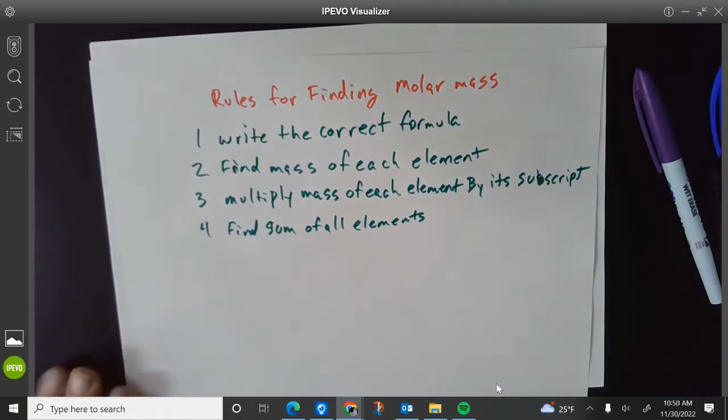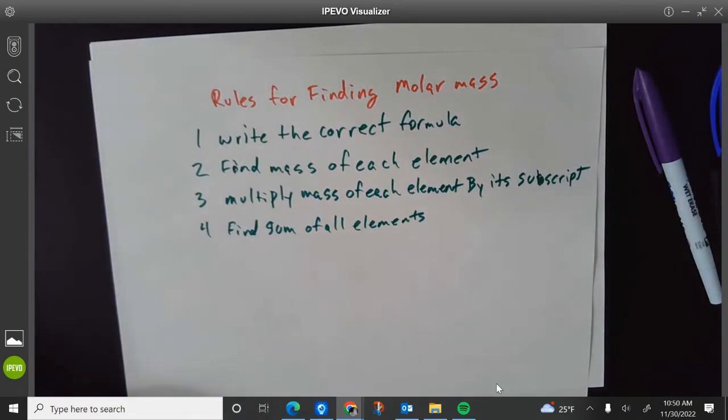But our rules are, number 1, you must write the correct formula. Number 2, you must find the mass of each element in the formula. Number 3, you're going to multiply the mass of each element by its subscript. And then number 4, you're going to find the sum of all of the elements in that molecule. That sum will be what's called the molar mass.